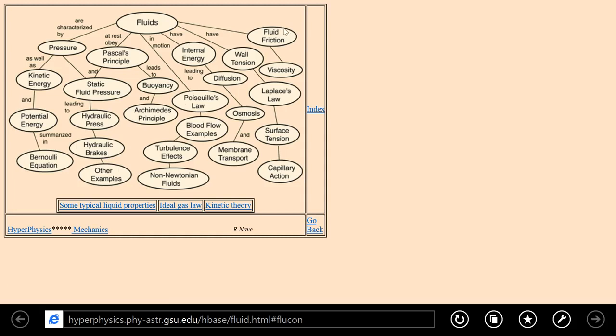Things like fluid friction. This is what ultimately causes shear stress and viscosity. There's static fluid pressure, hydraulic pressure, hydrostatic pressure. All these different effects you can sort of read through in Hyperphysics.